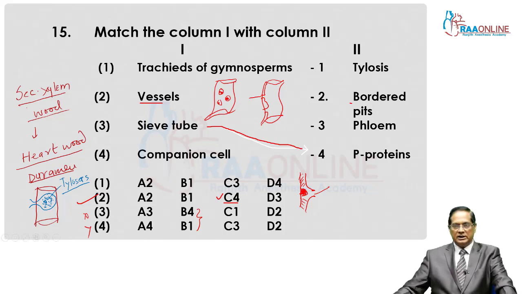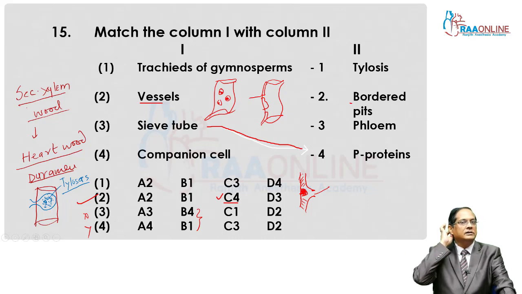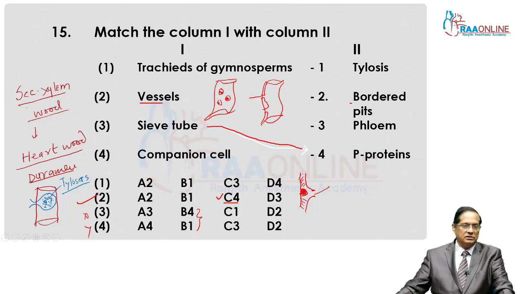The third, that is P protein. P proteins, that is phloem protein, P for phloem, are found in the sieve cells and are responsible for the sealing of leakage. If there is an injury to the sieve cell, that area is sealed by the P protein. So in this question, the answer is 2. This is the second answer.